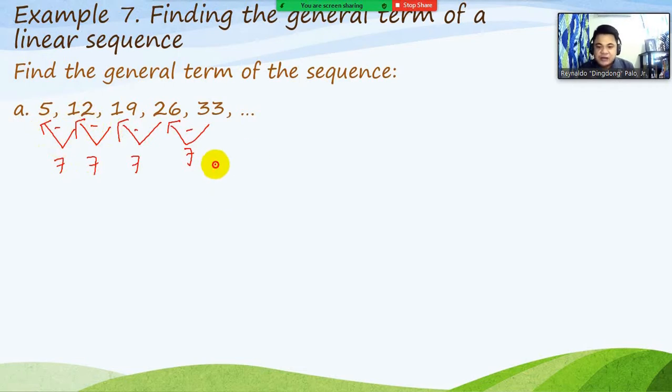So therefore, we can verify now that this is an example of linear sequence because in the first difference test, all the differences are equal. Therefore, this one is a linear sequence and 7 is what we call a constant.